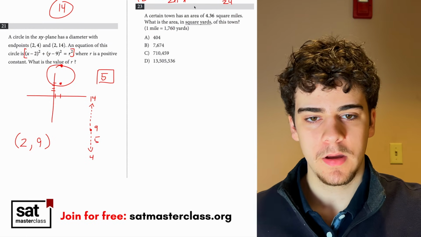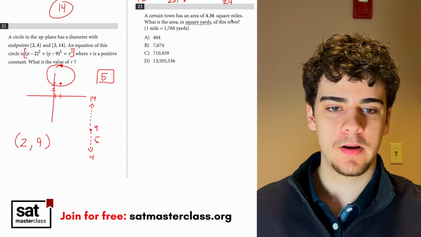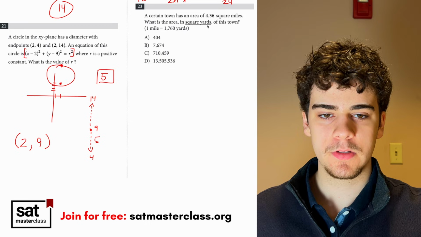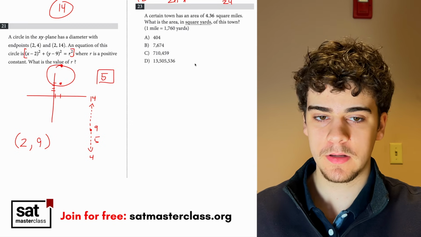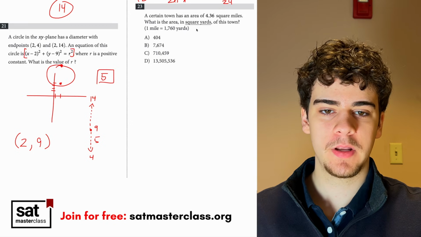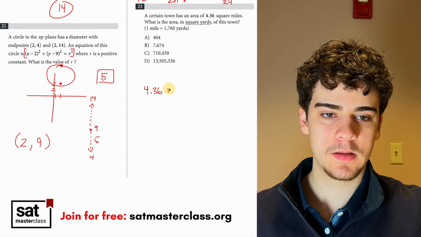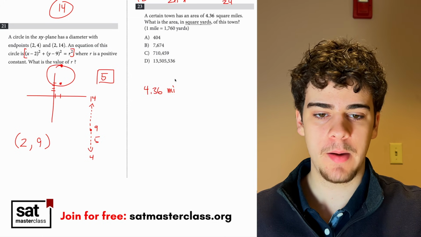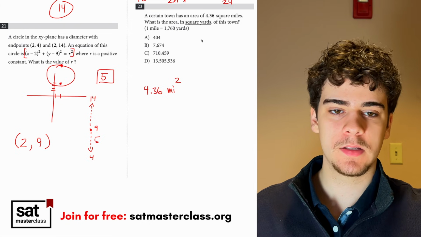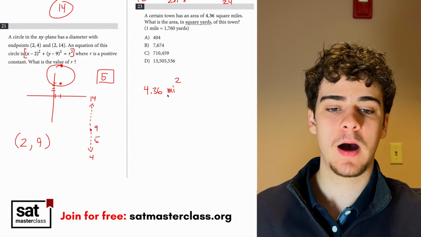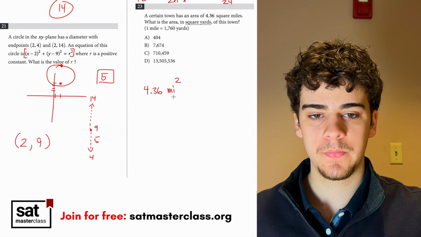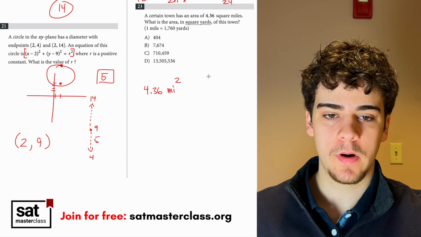Okay, 23. A certain town has an area of 4.36 square miles. What is the area in square yards of this town? This is a little bit of a trickier units problem. We have 4.36 mi², because it's square miles. The unit isn't miles, it's miles squared. And we're trying to get this into square yards.